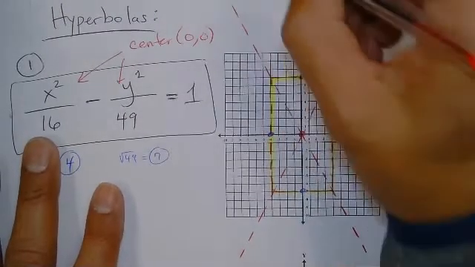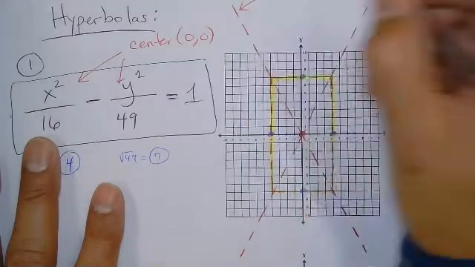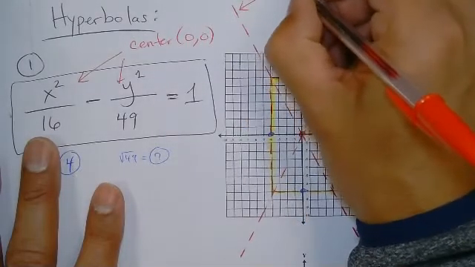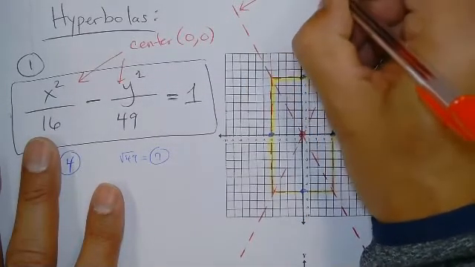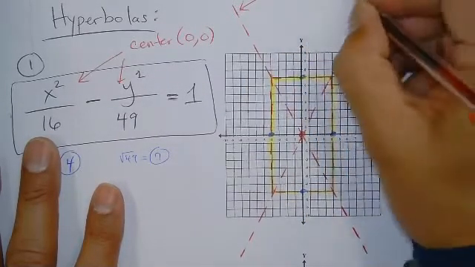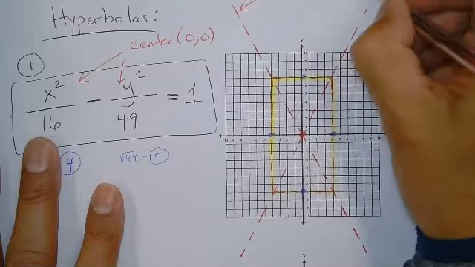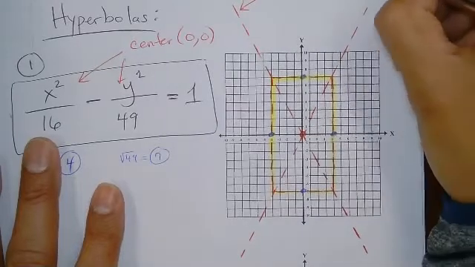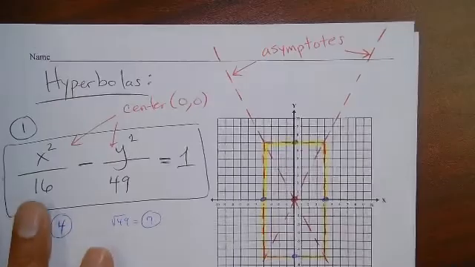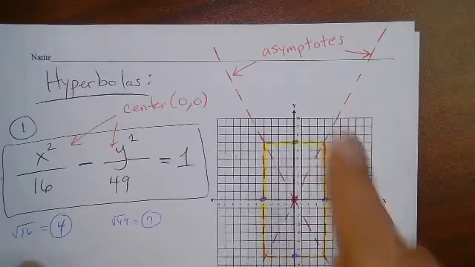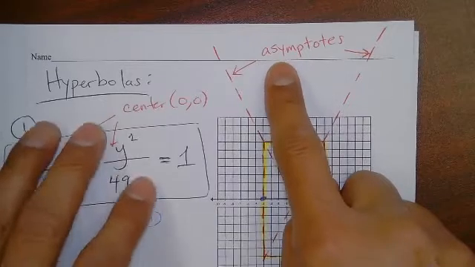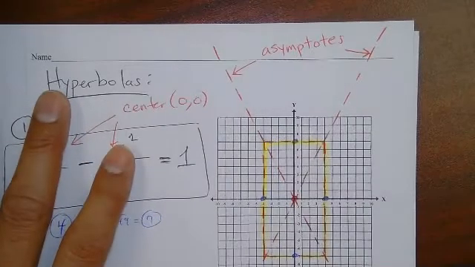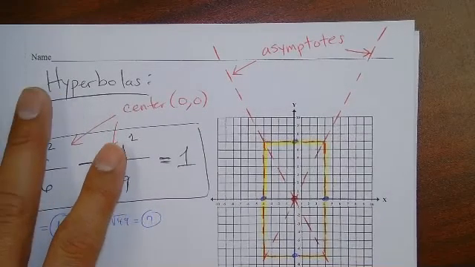Again, you'll not see this rectangle. You'll not see these. These are called asymptotes, by the way. Let's write this in right there. They're called asymptotes. And you're like, what is that? Well, these lines, they're called asymptotes. Like this. Asymptotes.